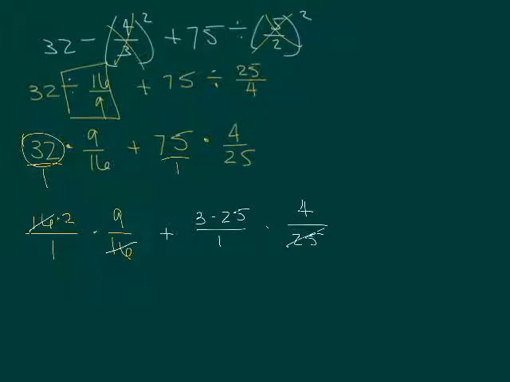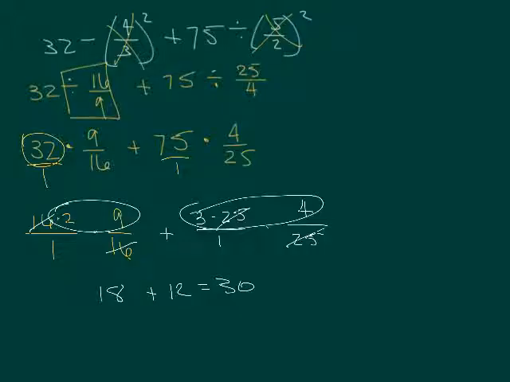So let's go ahead and cancel that. Cancel that. We already canceled the 16s. That leaves me with 18 over here, because I have 2 times 9, plus 3 times 4, is 12, and all I have to do is add those together, and I get 30. And that's it for lesson 2.4.